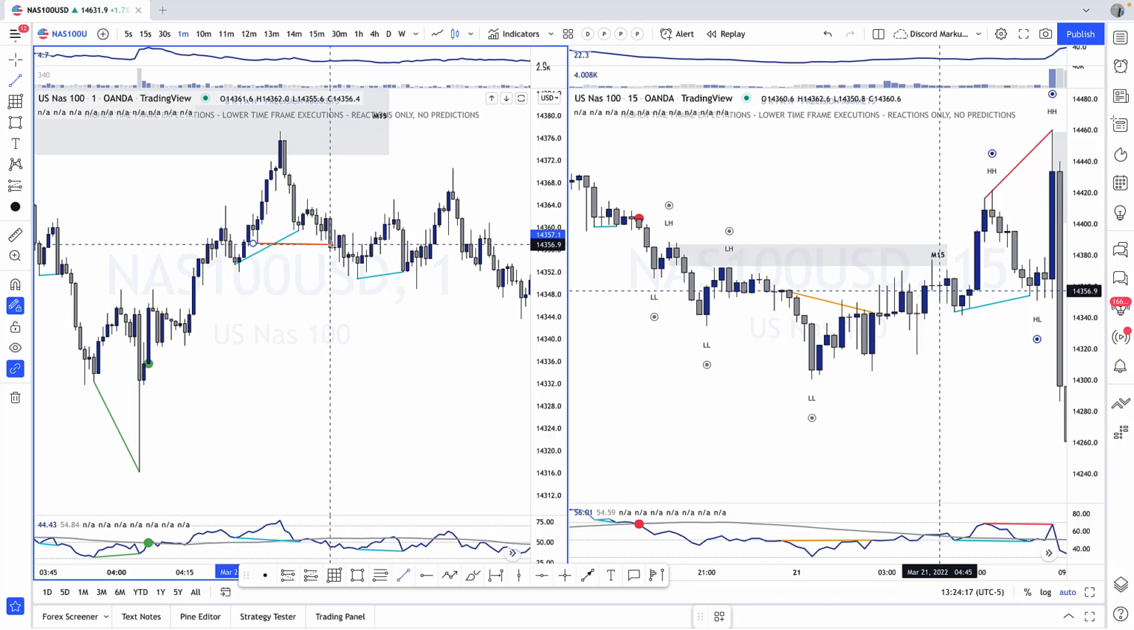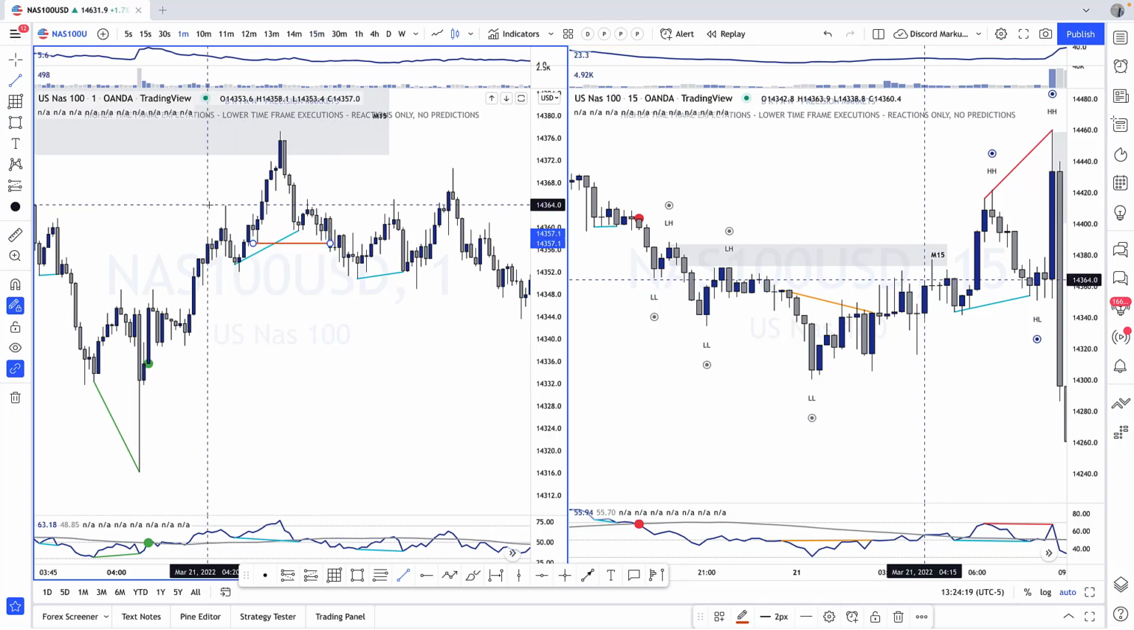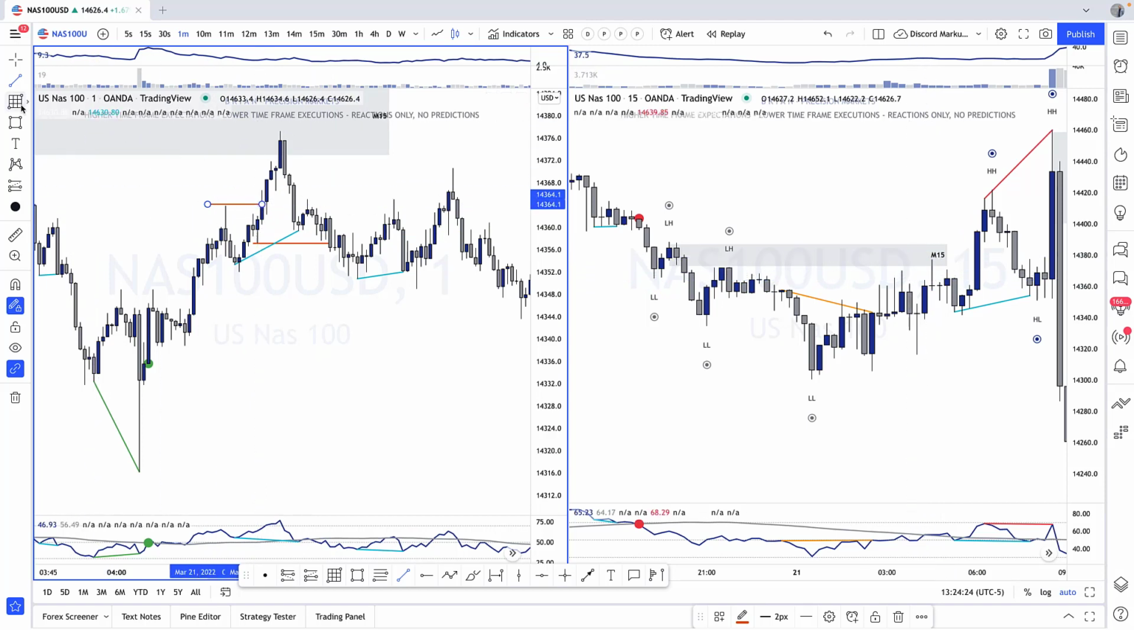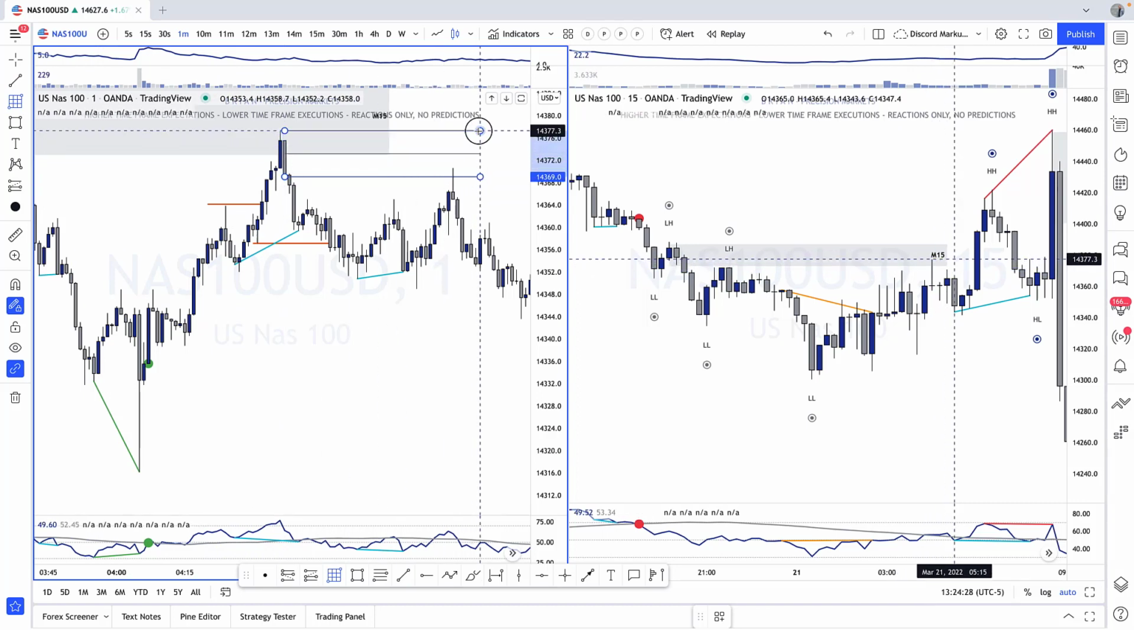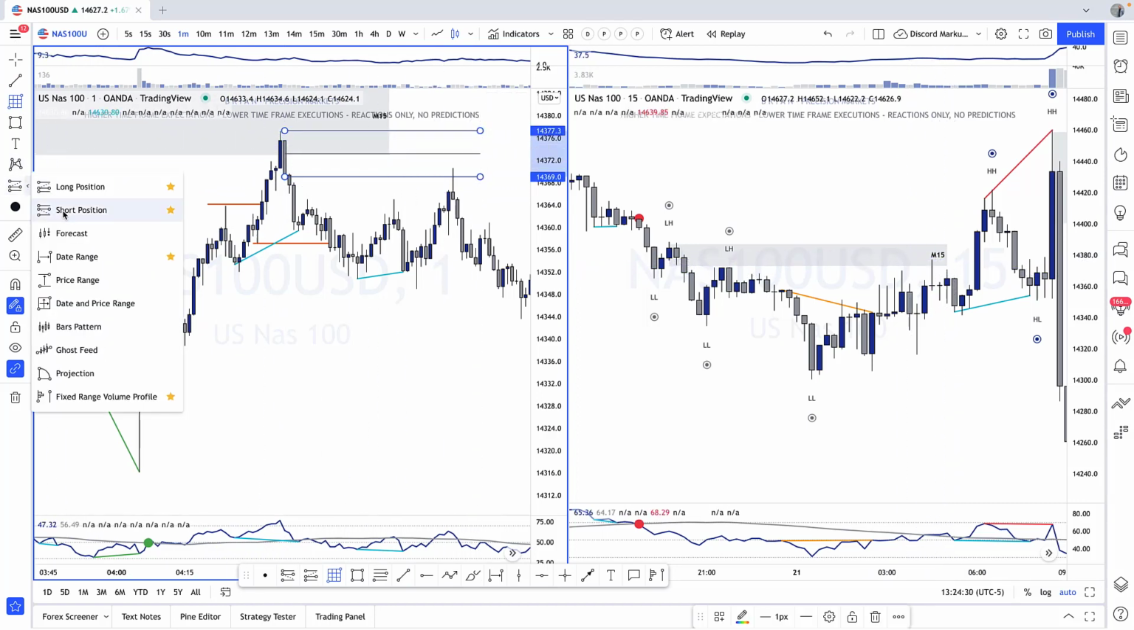This is the last high. It was the last low. Price comes in. Here's my flip zone. Price taps into it. I take my trade.